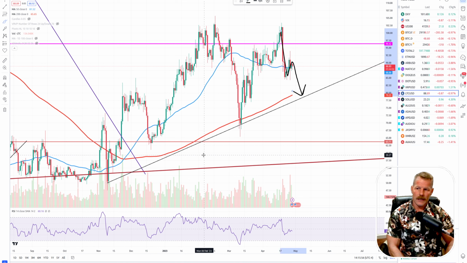Once we get to the underside of that 50-day, and somewhere in this area here, that's where I'd look to dollar cost average in for a long entry. But not until then, or until the bulls actually prove that they are turning this thing. They haven't done so yet. This is all weakness.